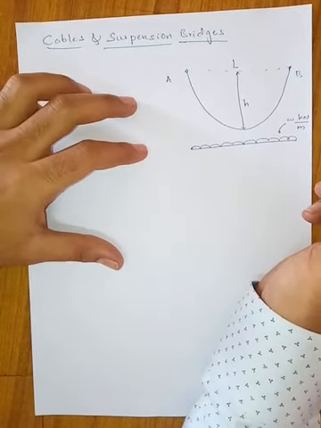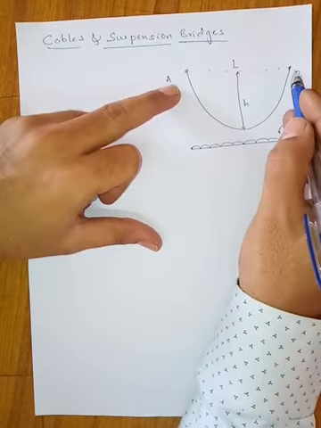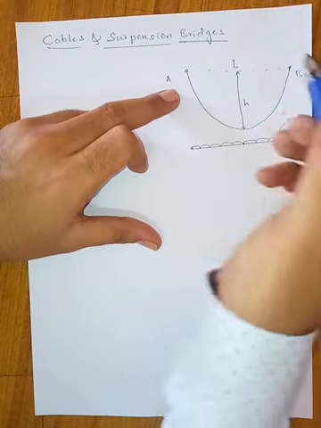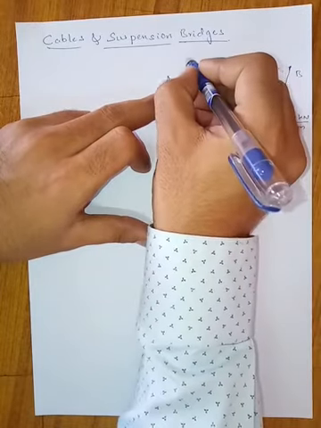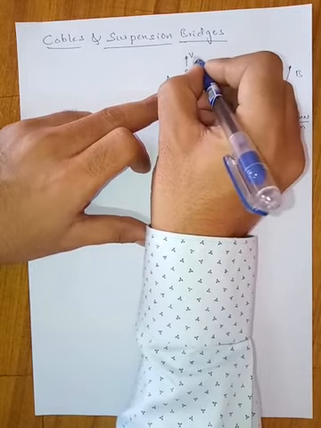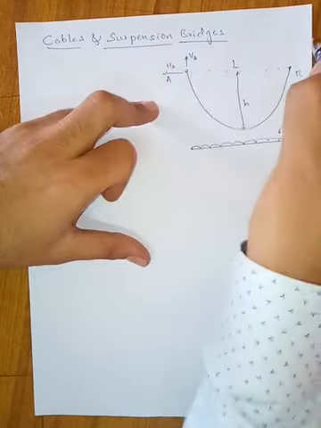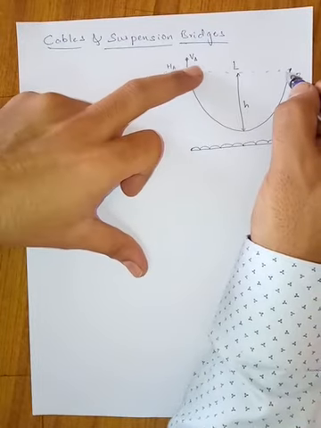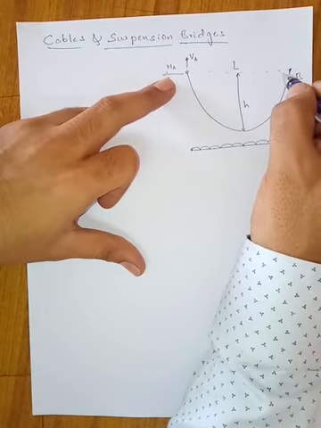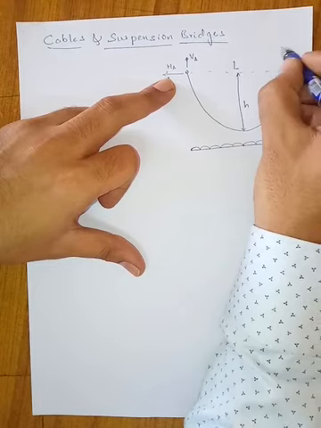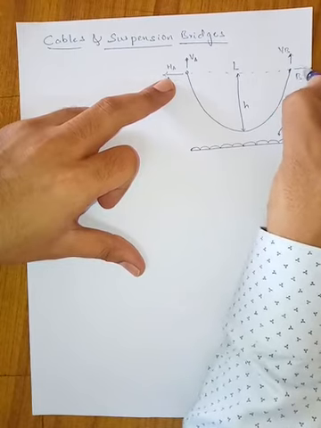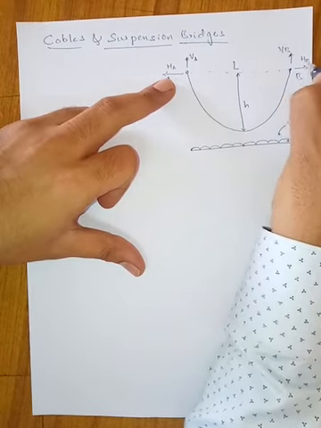And what are all the support reactions? We have two supports, A and B. So these will generate support reactions. A will give VA as well as HA. I'll name this as VA and HA, vertical support reaction, horizontal support reaction at A. Similarly, vertical support reaction at B and horizontal support reaction at B.